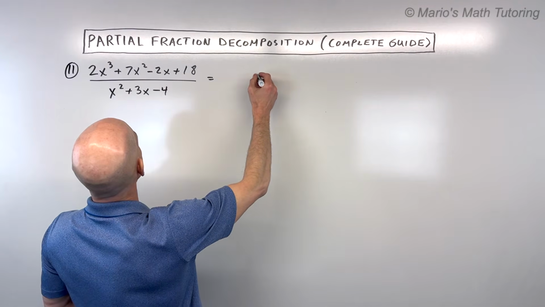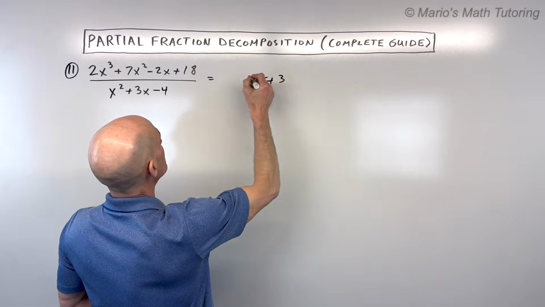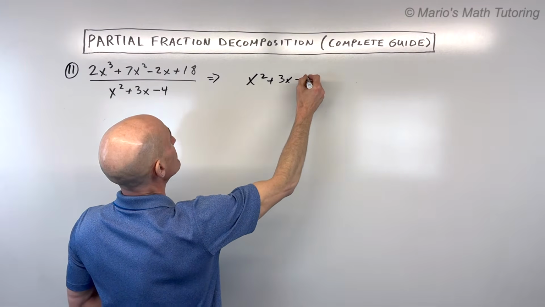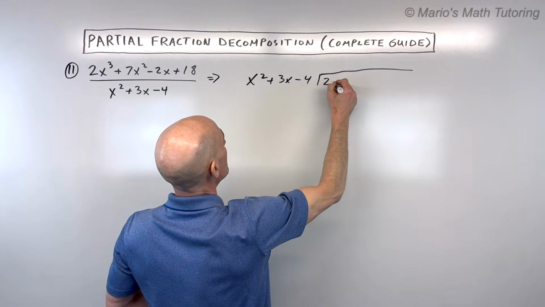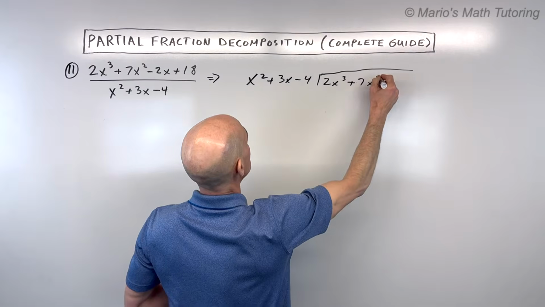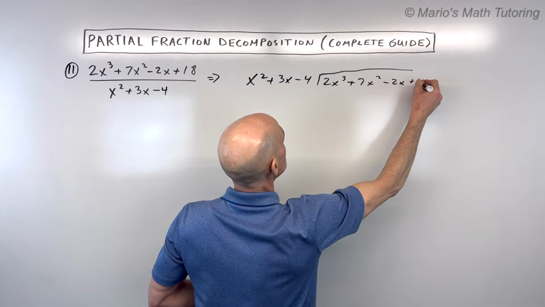So this is going to be how many times does x squared plus 3x minus 4 go into the numerator, 2x cubed plus 7x squared minus 2x plus 18.